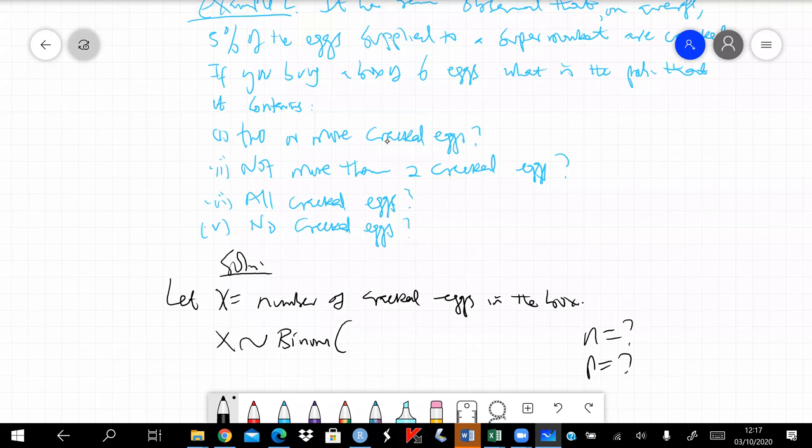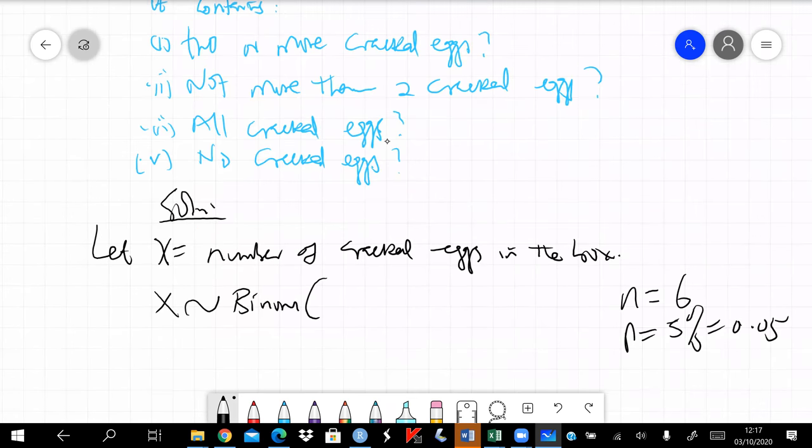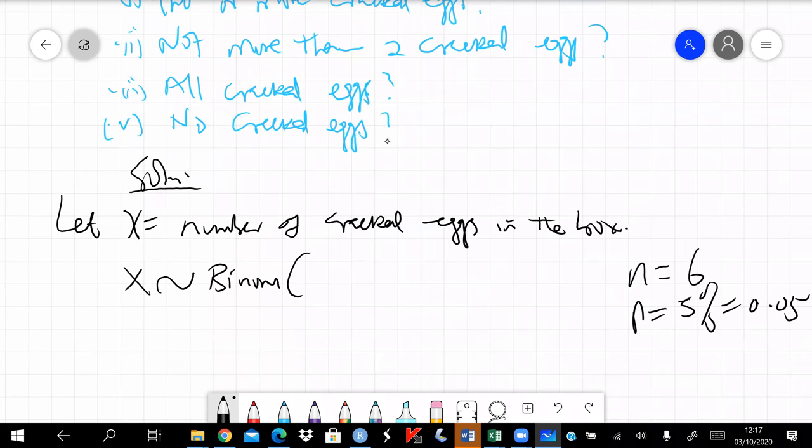N is six. Yeah, correct. N is six because the box contains six eggs. And then what is P? 0.05. So we can say that X is binomial with N equal to 6 and P equal to 0.05. So once you have N and P fully defined, you are able to answer all the other questions.